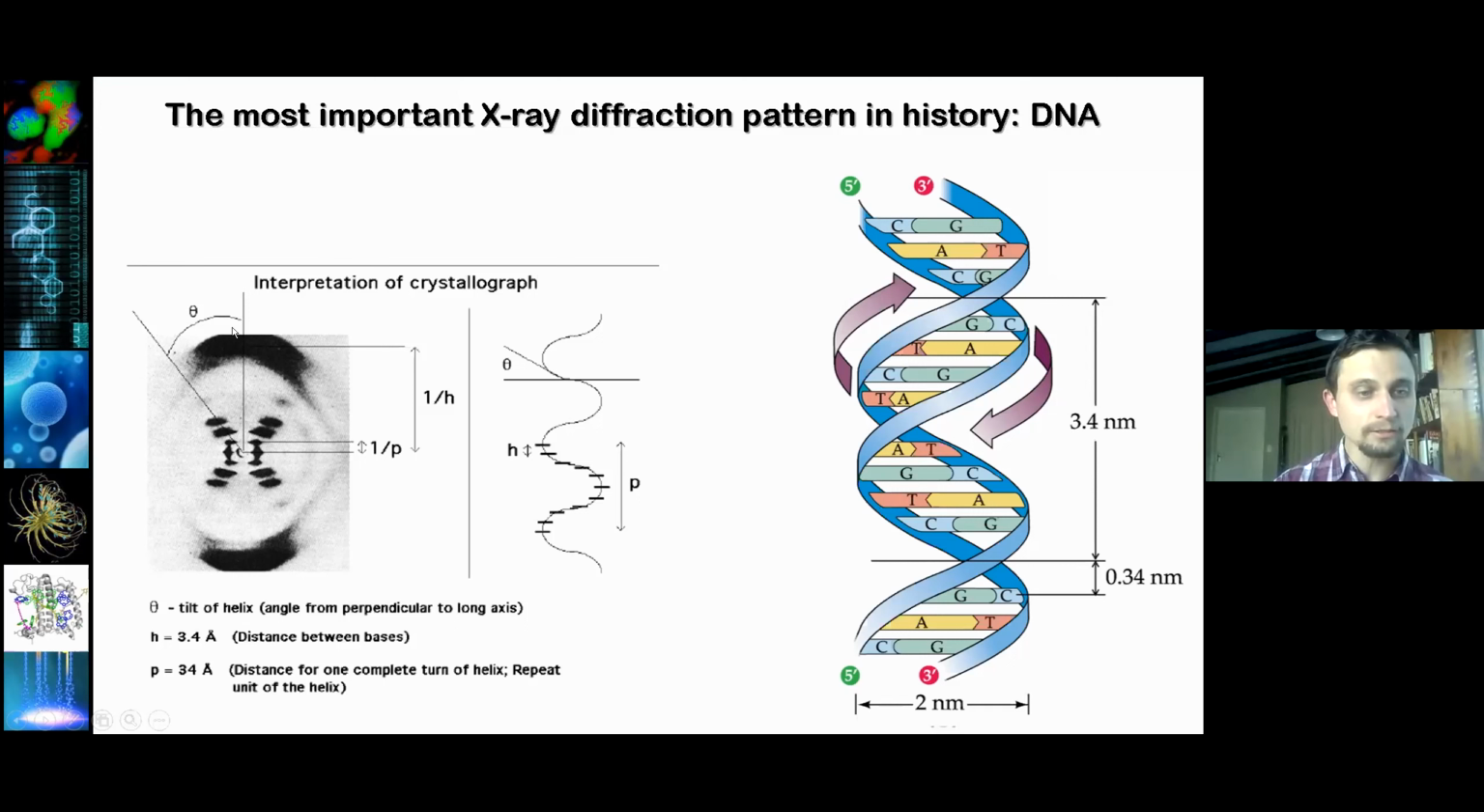So this angle is the tilt of the helix you see here. 1/p is the distance of one complete turn of the helix, and 1/h is the distance between the bases, the nucleotides. And here you also see the numbers there. So they have perfectly resolved this and perfectly found all this information, which still stands today.